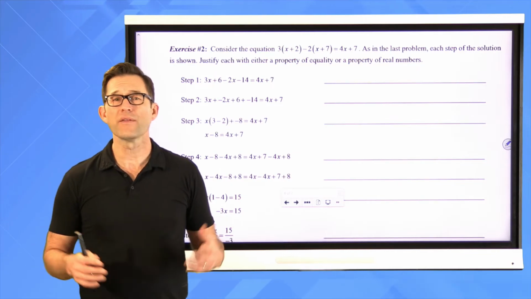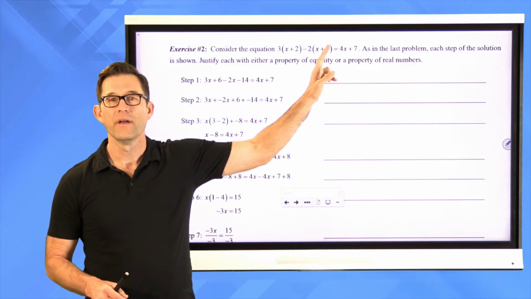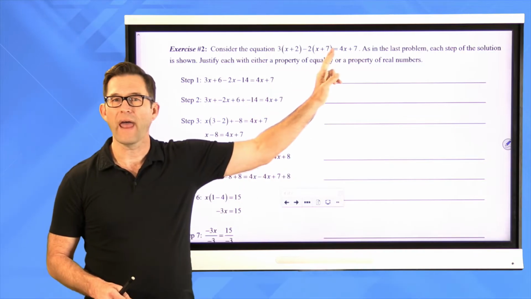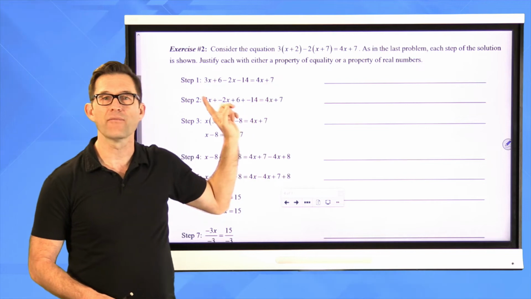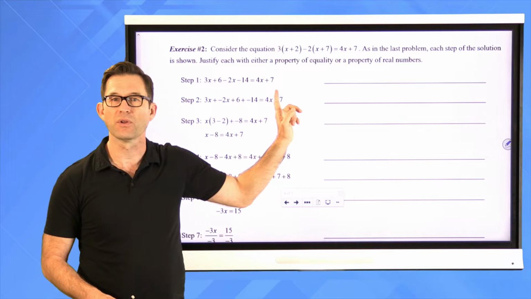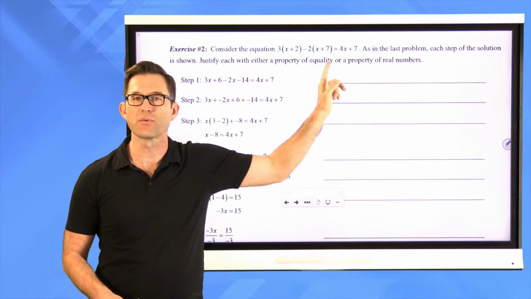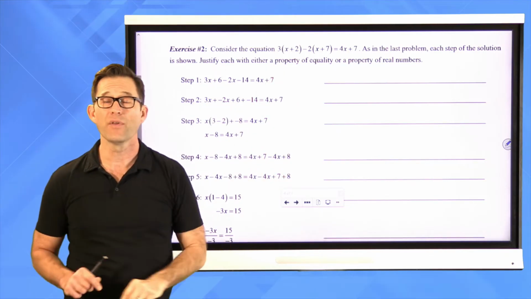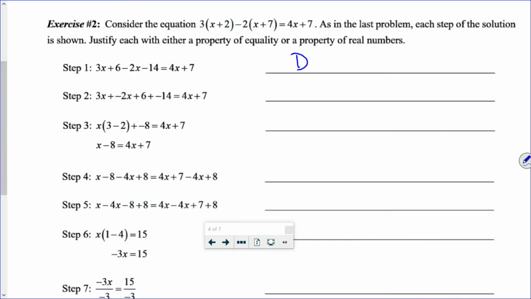All right, now one of the tricky things in a problem like this is that you really have to look at the line before and then look at the next step and say, well, what happened, right? Look at this complicated step that we begin with, and then we have 3x plus 6 minus 2x minus 14 equals 4x plus 7. So what did we do? Well, we multiplied this parentheses by 3, and we multiplied this parentheses by -2, and both of those were the distributive property.